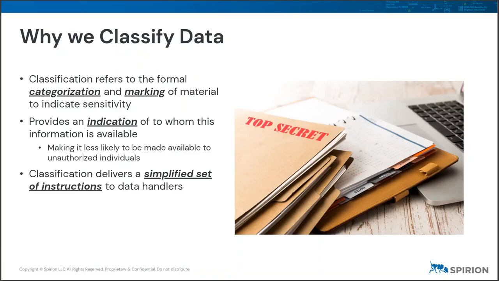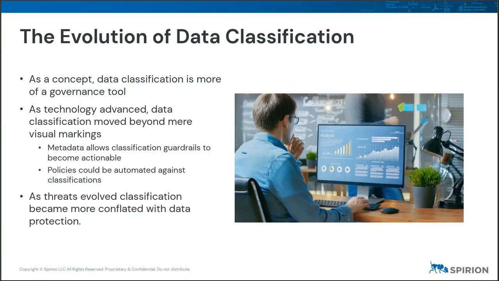So as I said off the top, why do we classify data? I'm going way back to the beginning there. You see that folder says top secret on it. That's essentially all we're doing here. Classification refers to the formal categorization and marking of material to indicate sensitivity. All it's doing is providing an indication of to whom this information is available, and by way making it less likely to be made available to unauthorized individuals. At its core, classification is nothing more than a simplified set of instructions to data handlers. Traditionally, those data handlers were humans walking around an office building with the top secret stamped on that folder. As we've moved forward, the data handlers become machines, humans working machines, other systems, and that's how data classification has evolved to what it is today.